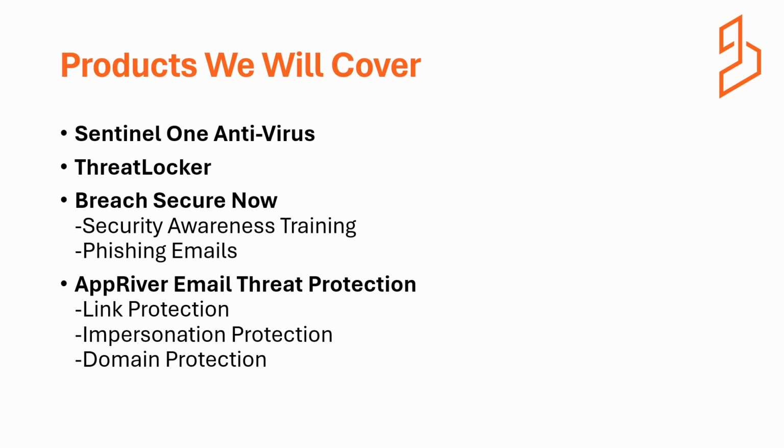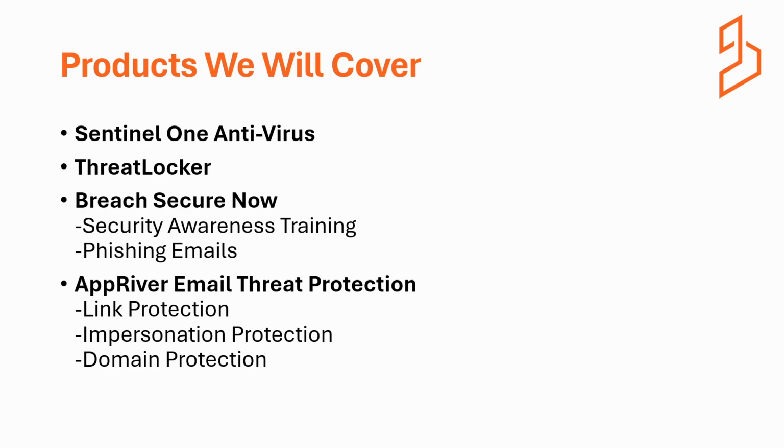The products we're going to go over today, firstly will be our Sentinel-1 antivirus. Also going to go over our Threat Locker application, how that may affect you and what you may see on your computer. We'll also go over our Breach Secure Now platform, which includes security awareness training, as well as phishing email training, the ability to report phishing emails, and phishing simulations from emails as well.